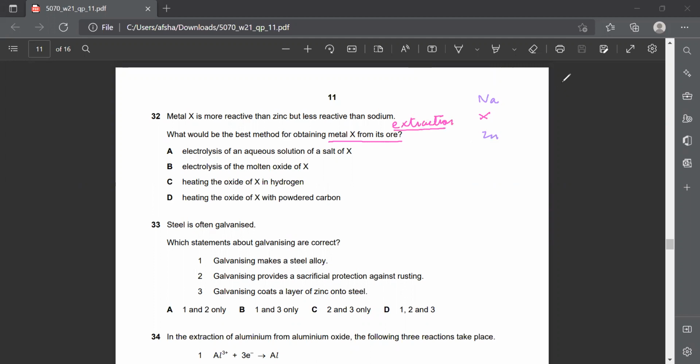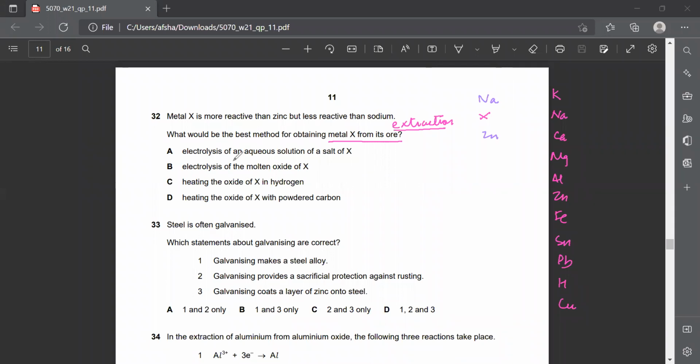We know that the first few elements, from potassium till aluminium, are extracted by a strong redox process, which is basically electrolysis. Below aluminium till copper, they are extracted by a reducing agent. And below copper, the metals are extracted from the ores just by heating them. Their ores are heated and they will give the metal. So they're asking how X, which is lying somewhere between sodium and zinc, will be extracted.